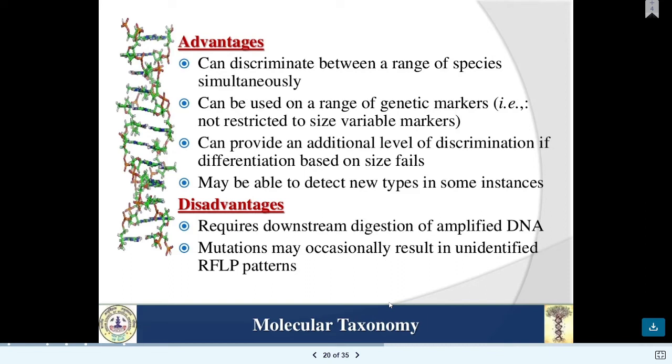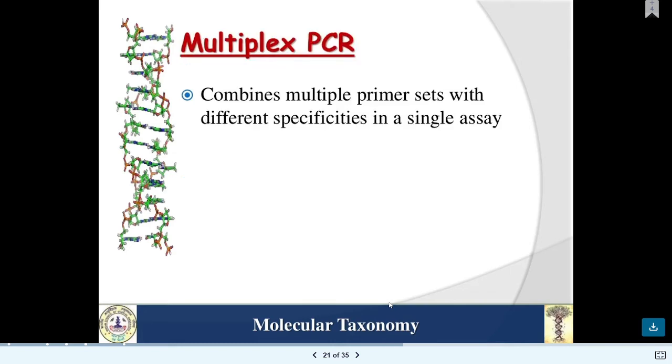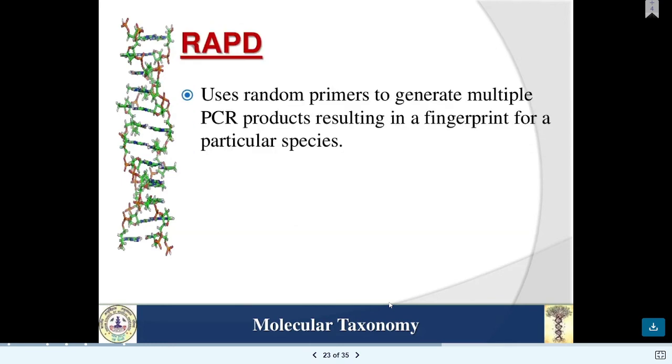For larger segments, we use another organism, Pyrococcus furiosus, whose enzyme is also called Pfu polymerase. I hope you go through several reference books, and you will understand what different polymerase enzymes there are. There are certain disadvantages, like the downstream digestion; amplified DNA mutations may occasionally result in an unidentified RFLP pattern. Multiplex PCR combines multiple primer sets with different specificities in a single assay. There are certain advantages and disadvantages.